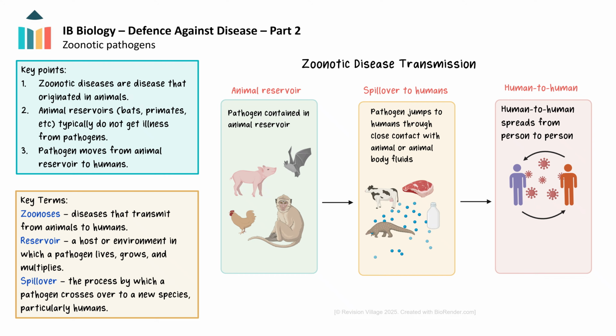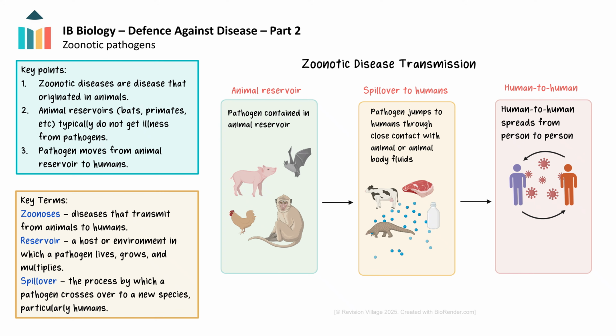Then, once the pathogen has infected a human, it may be capable of spreading from person to person. This secondary transmission can occur through various routes such as respiratory droplets, bodily fluids, or contaminated surfaces, depending on the pathogen, leading to outbreaks or epidemics among human populations.